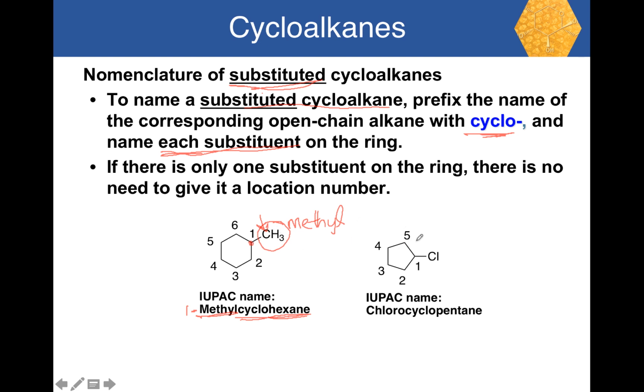Here's another example over here. This is a 5-membered ring. 1, 2, 3, 4, 5-membered ring. So it's a pentane. Since it's a ring, it's a cyclopentane. On the ring is bonded a chlorine, and the chlorine becomes a chloro, so it becomes chlorocyclopentane, and the 1 can be used here again, but it's typically not used because it's understood.